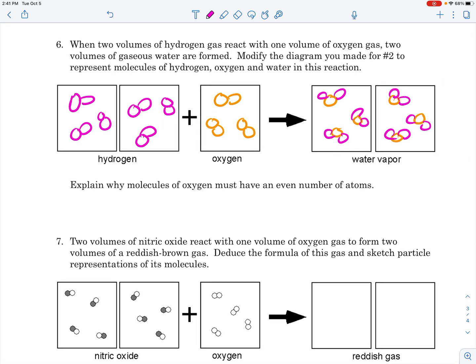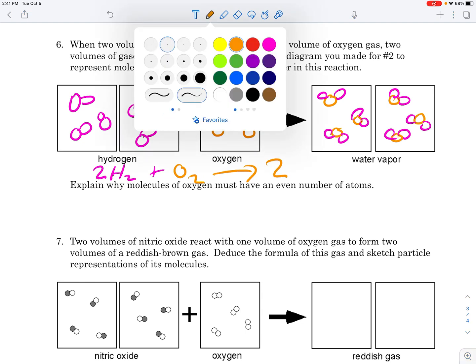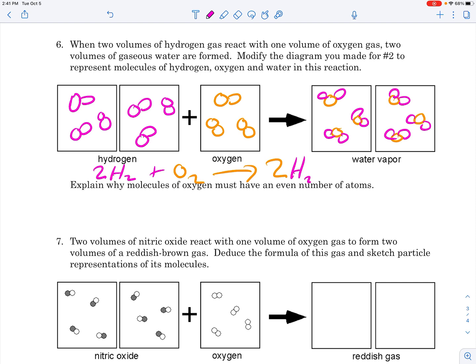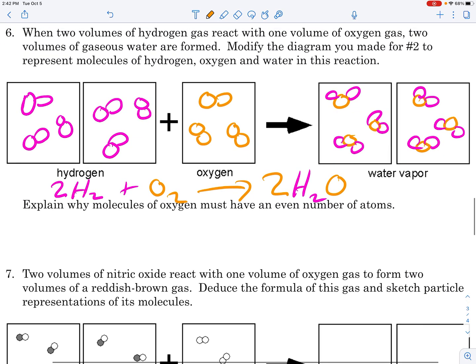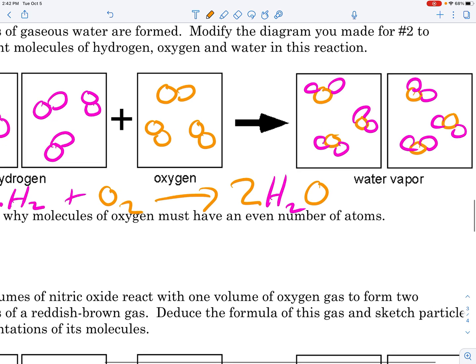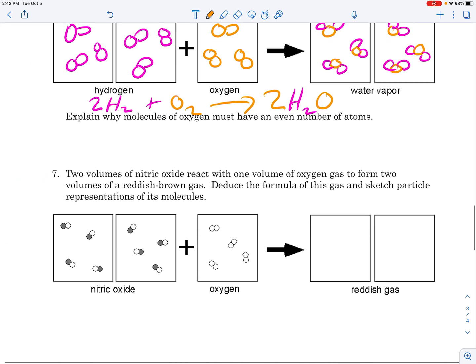So the balanced equation for this is H2, and it's actually 2H2, because there's 2 volumes of hydrogen, plus O2 gives us 2H2O. So 2 volumes of hydrogen and 1 volume of oxygen. We don't use a coefficient when we've got 1. It gives me 2 volumes of water vapor.